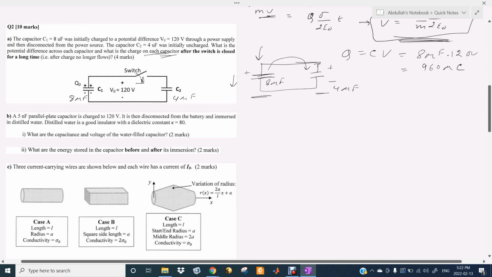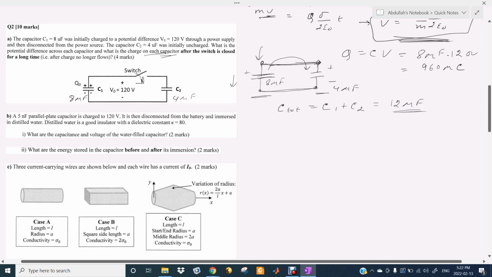Now, since both these capacitors are connected in parallel, remember, because these two junctions are connected with a short circuit in between, and these two capacitor junctions are connected by a short circuit. So the total capacitance after you connect the switch, since it's parallel, has to be C1 plus C2, right? Because capacitances in parallel add up. So the net total capacitance of the circuit now is 12 microfarad.